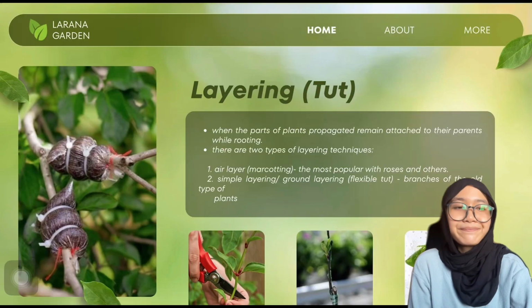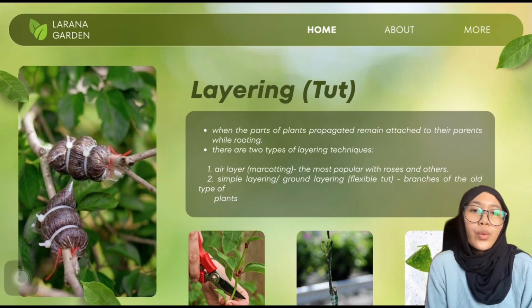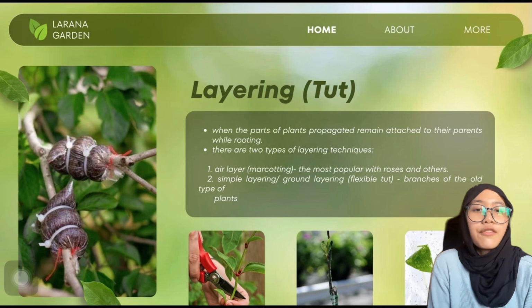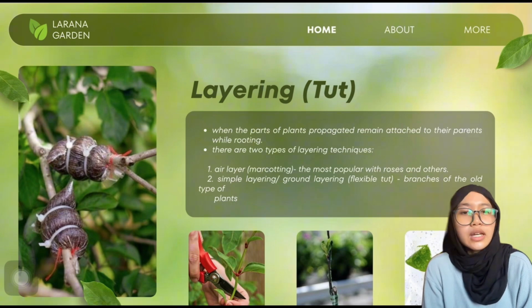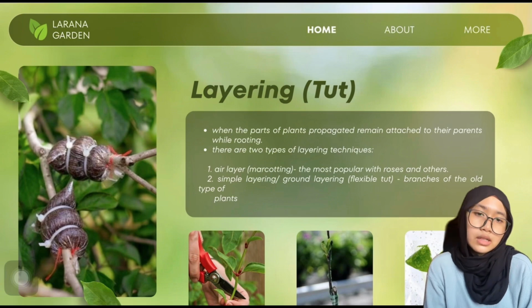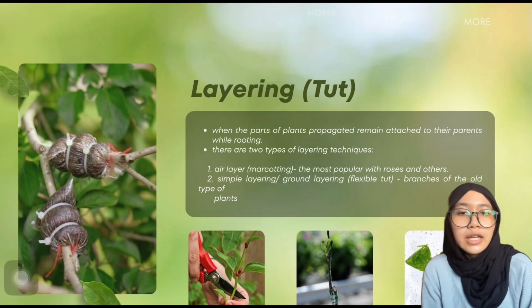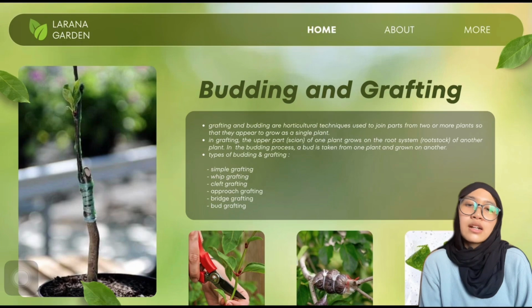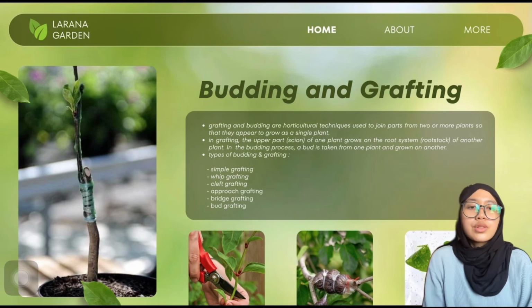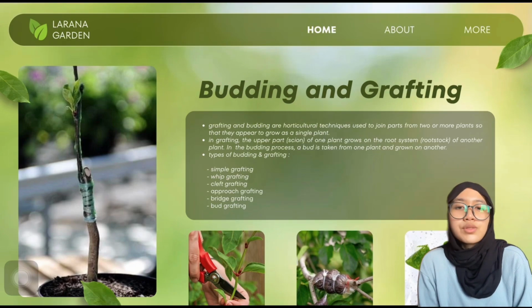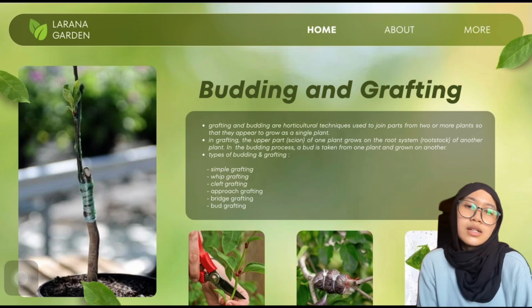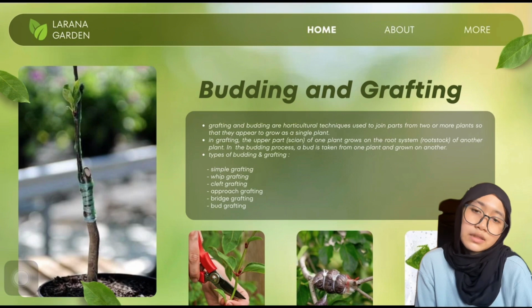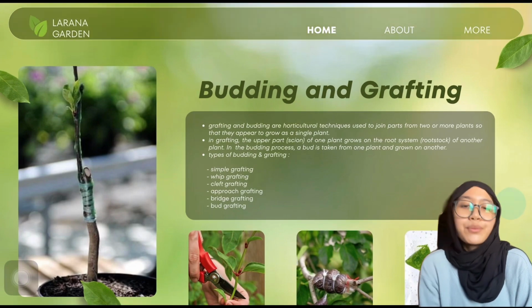or 5 cm. Then we have layering, when the parts of plants propagated remain attached to their parents while rooting. There are two types of layering techniques. First, air layering, the most popular with roses and others. Second is simple layering or ground layering, for flexible branches of the old type of plants. Then we have budding and grafting. Grafting and budding are horticultural techniques used to join parts from two or more plants so that they appear to grow as a single plant. Types of budding and grafting: we have simple grafting, wedge grafting, cleft grafting, approach grafting, bridge grafting, and bud grafting.